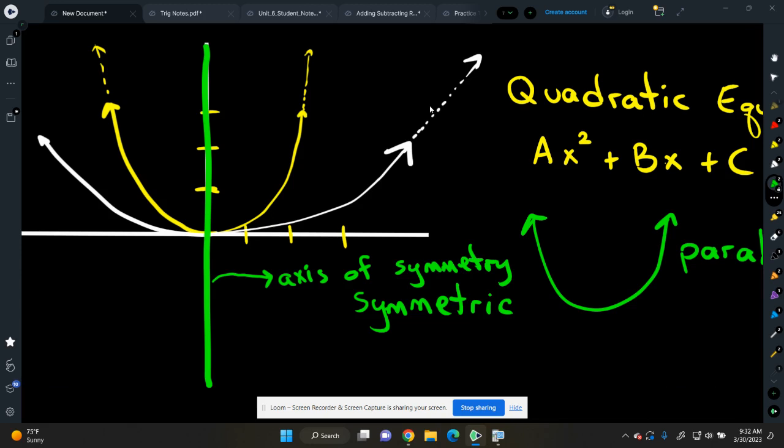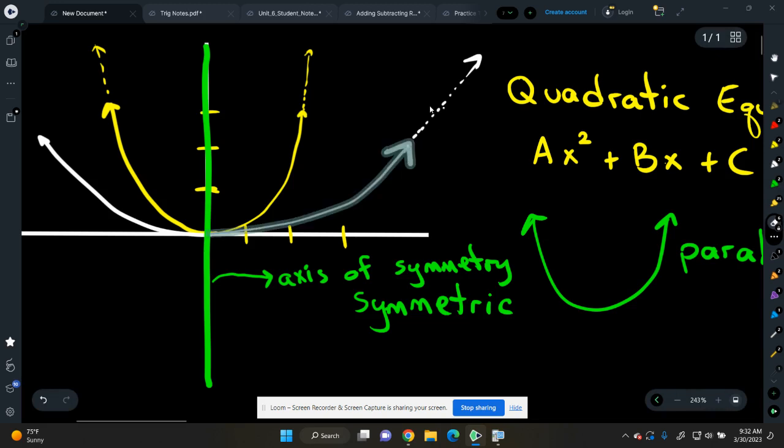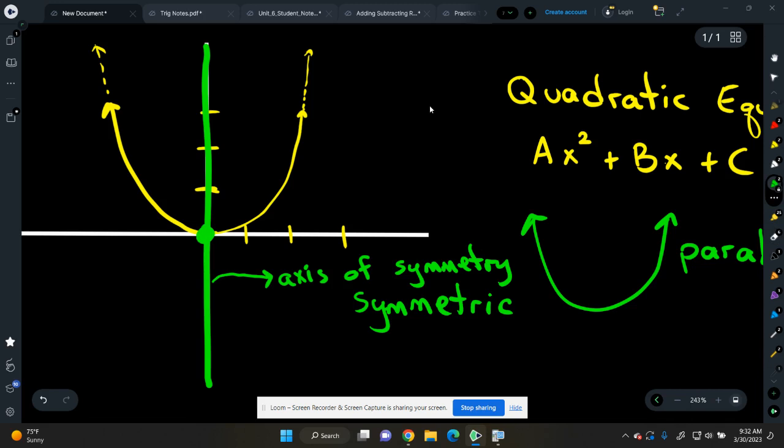The line that I would actually fold it on to match both sides is called the axis of symmetry. So these are terms that we have to know about the graph. This point right here is called the vertex. You'll hear that word used in many different circumstances, not just parabolas. It's basically the point where it's changing direction.